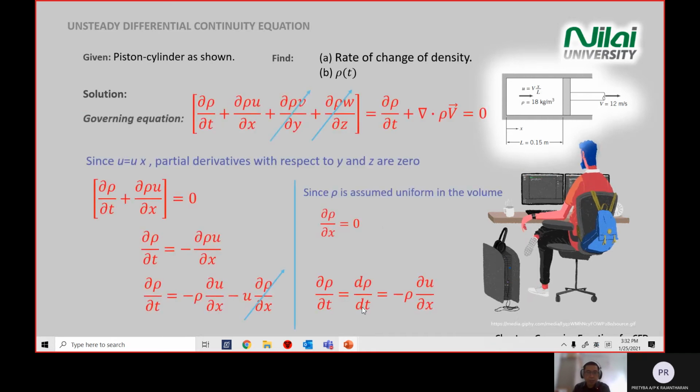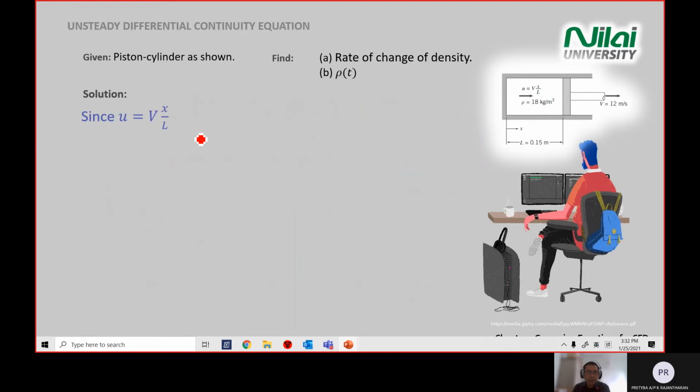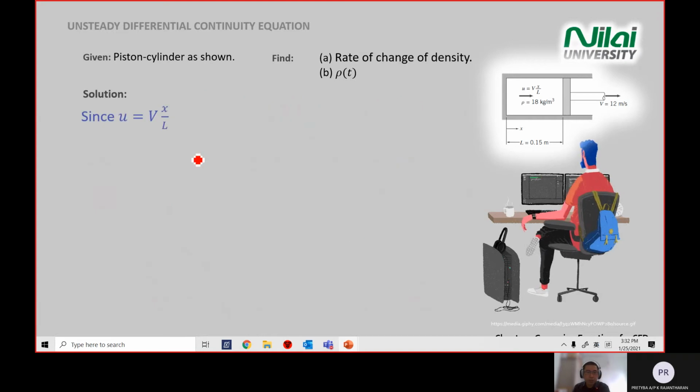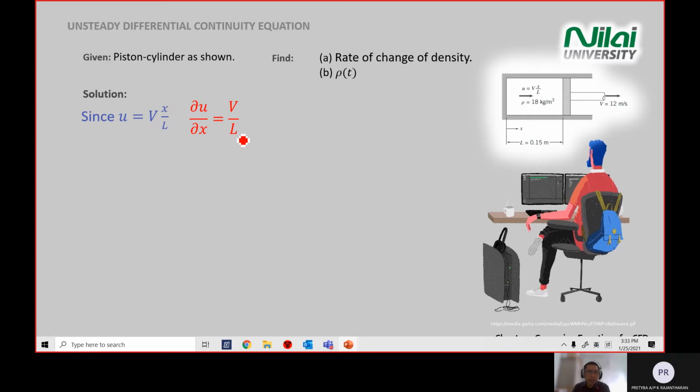So far we get this one, and then since given u equal to v x over L, and in this equation we want to find del u over del x, we make full use of the equation given, u equal to v x divided by L. So we find del u over del x equal to v divided by L. We put the x to the left hand side, and then you have one partial differential equation.